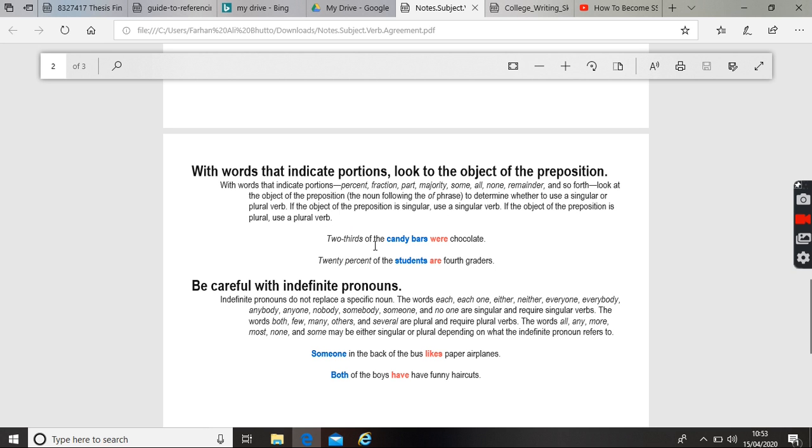When you say 2/3 of the candy bars were chocolates, so 2/3 of what? 2/3 of the candy bars. So our subject is candy bars. Since candy bars is a plural subject, the verb has to be plural.